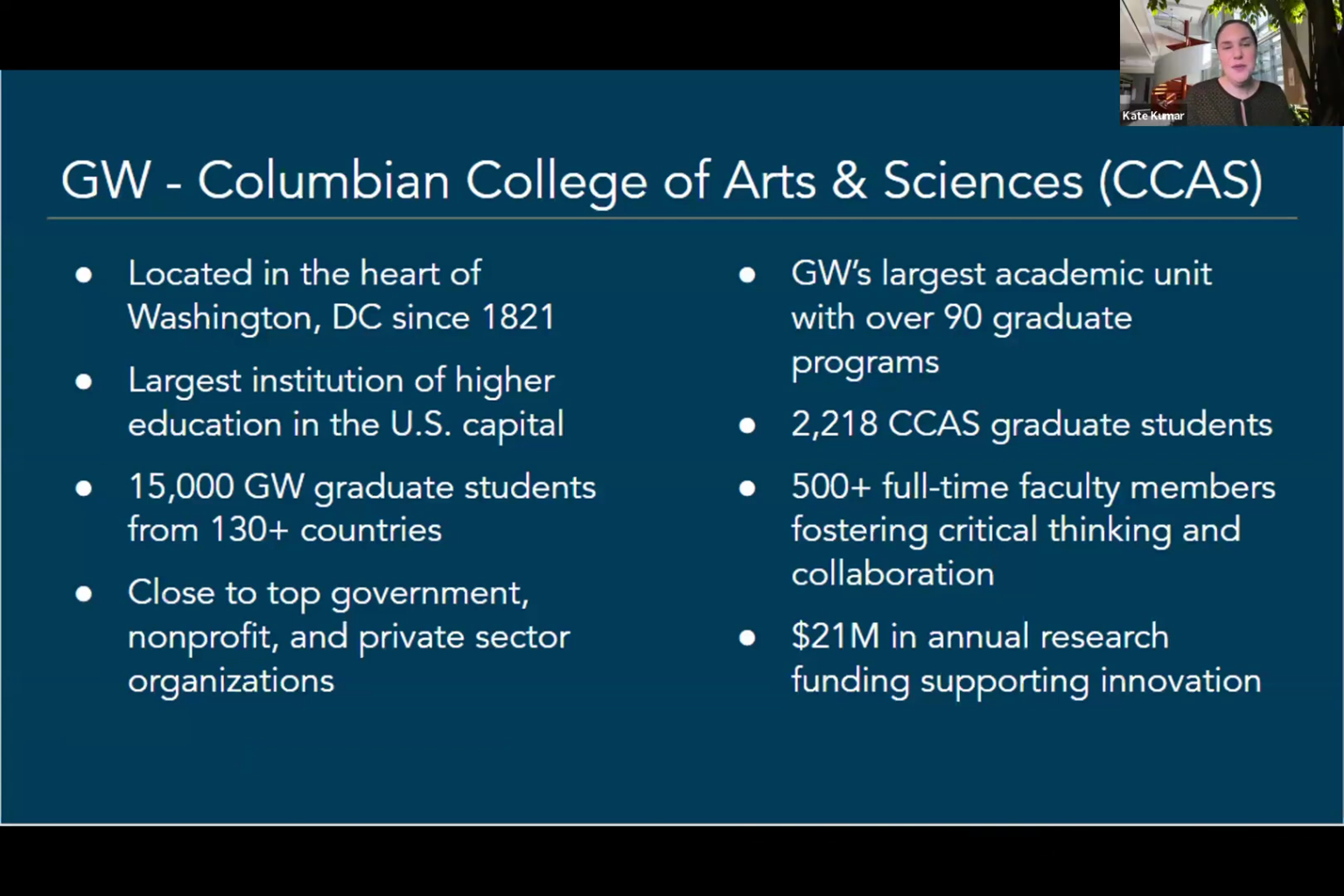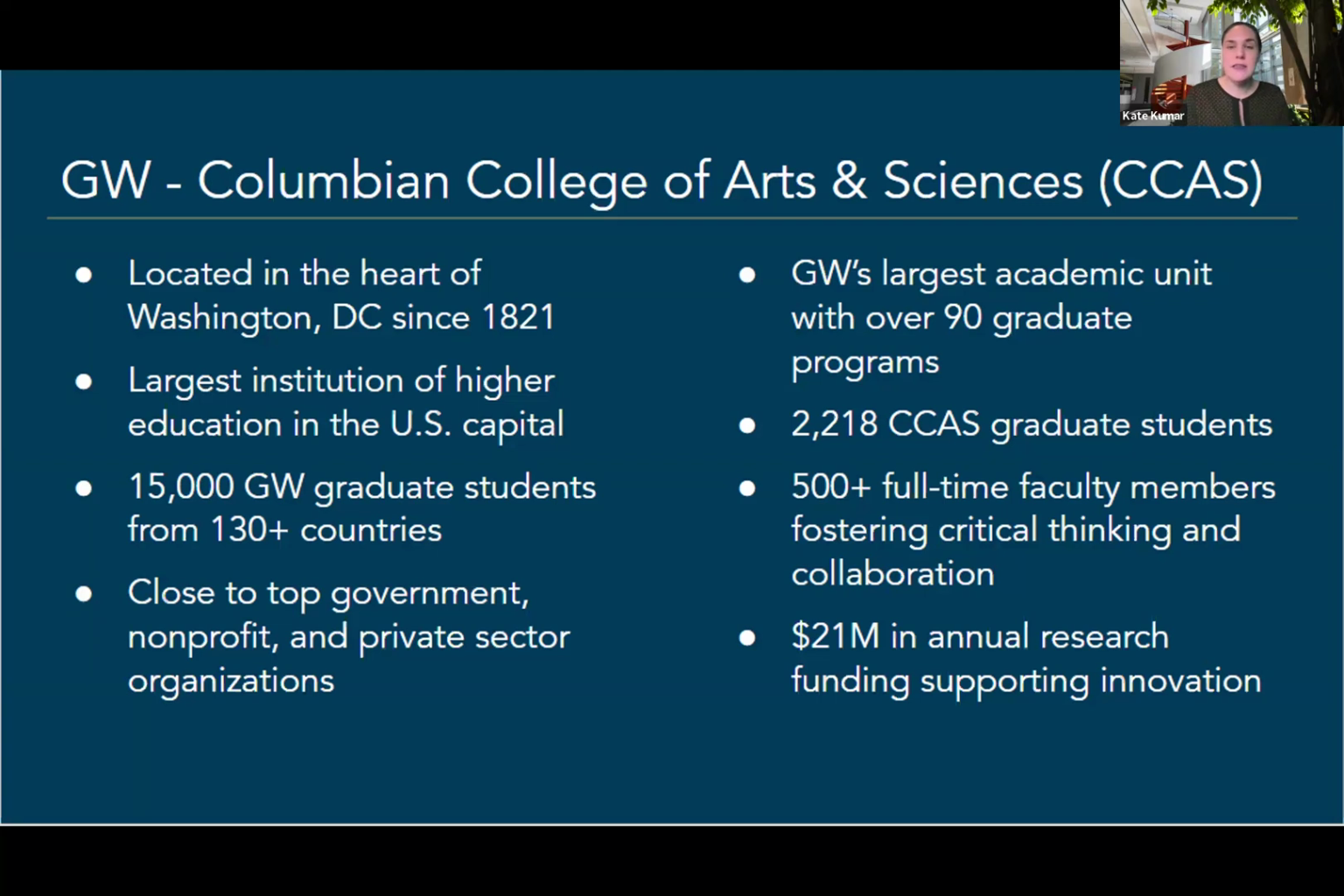All right, before we get into the program details, I just wanted to tell you a little bit about our school. So we are the George Washington University, and we're located in the heart of Washington, D.C., the nation's capital, since 1821, and we are the largest institution of higher education in Washington, D.C. We've got about 15,000 graduate students from more than 130 countries, so we have a very diverse student body. We have a great location. We are walking distance from the White House, the World Bank, the IMF, the State Department, the Smithsonian Institution. So we're very close to top government, nonprofit, and private sector organizations. And this gives our students access to internship opportunities as well as career possibilities once you graduate.